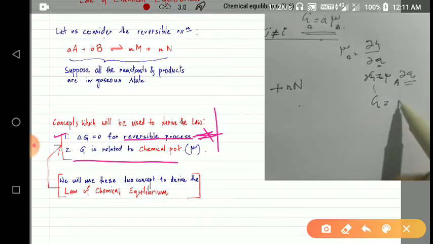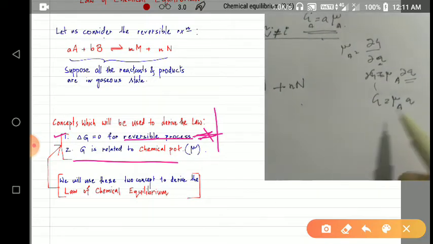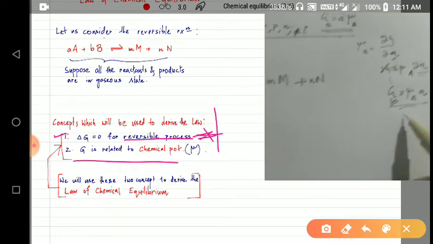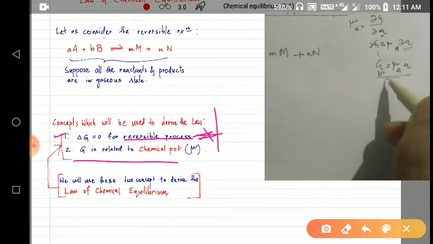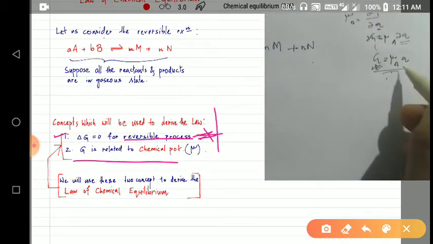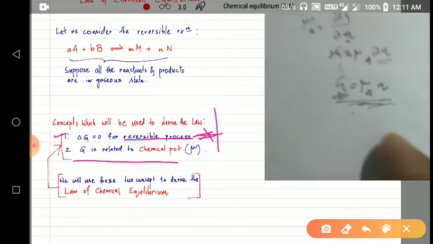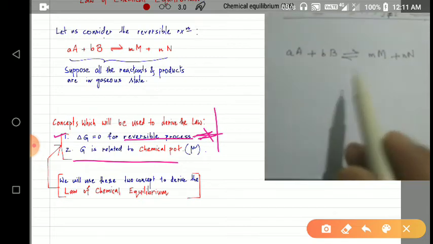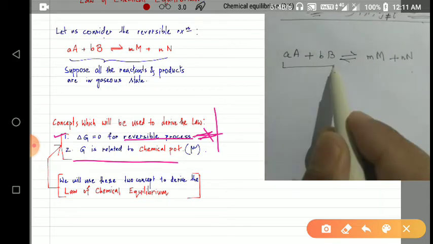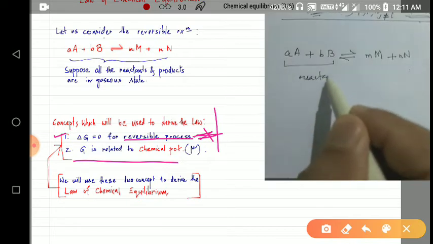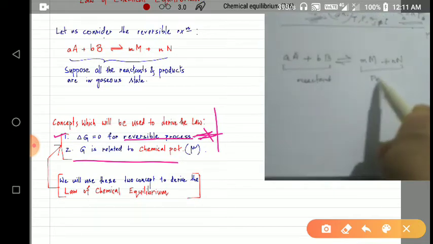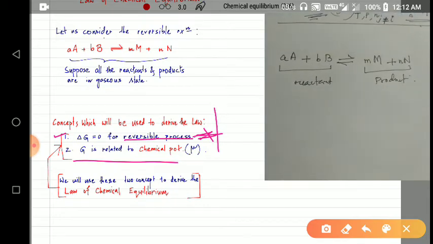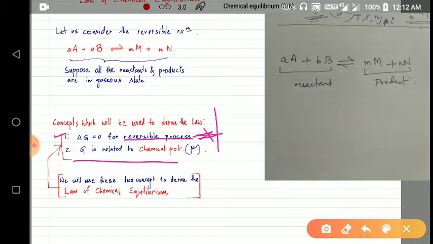So this is actually the sense. If you know that, you can also write this one as mu A. So in place of G, you can write mu A into A. That means we're going to use this technique. Okay, so here you have this reaction. These are your reactants, and this is your product. Okay. So coming to the next slide.